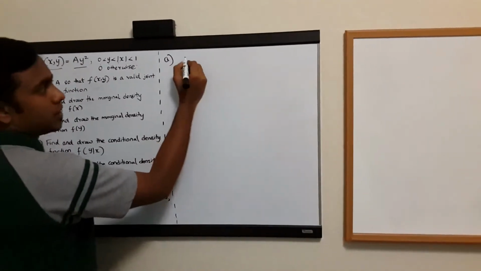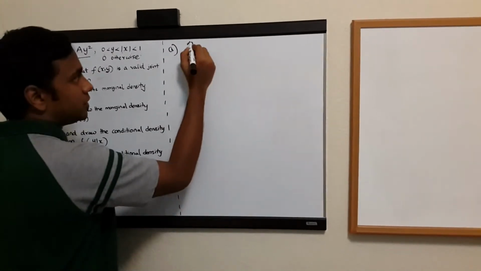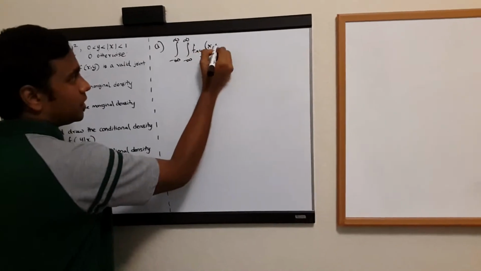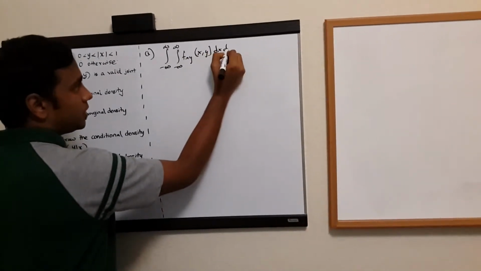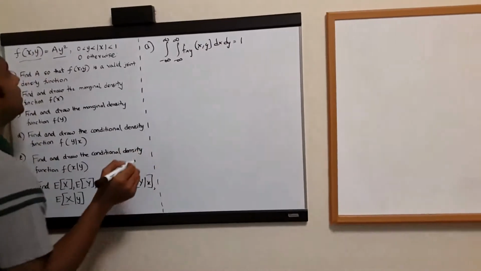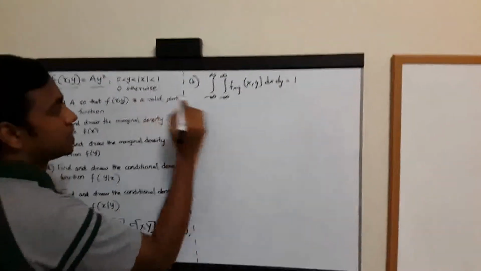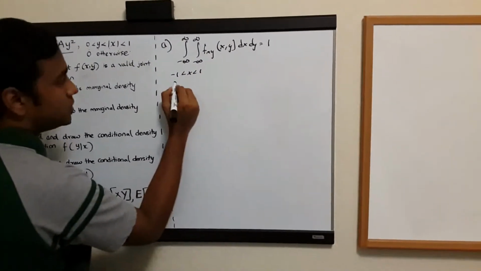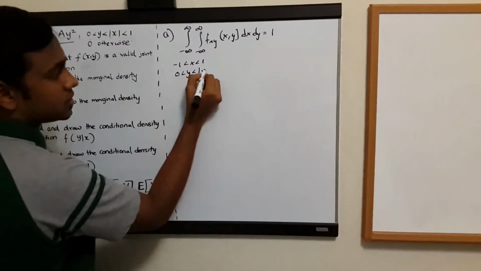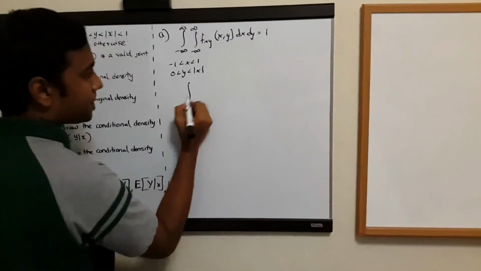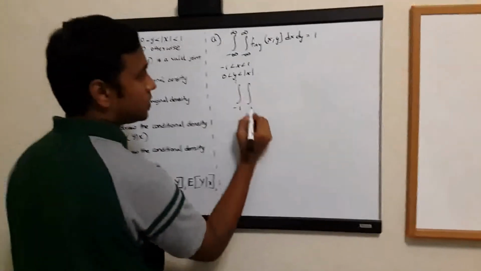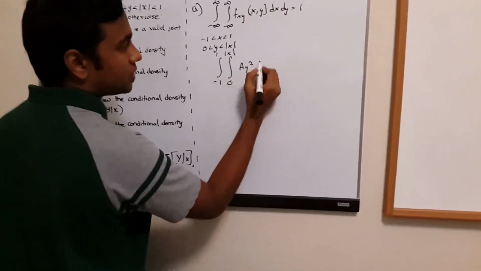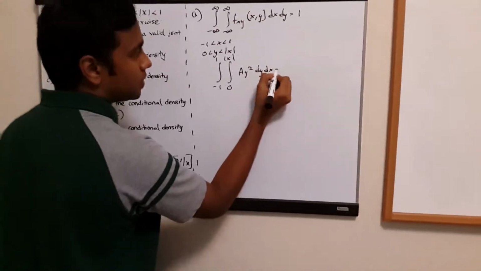For finding out the value of a, we can use this formula: integral from minus infinity to infinity, integral from minus infinity to infinity, f_XY of x comma y dx dy equals 1. The range of x is from minus 1 less than x less than 1, and the range of y is from 0 less than y less than mod x. So the integral from minus 1 to 1, integral from 0 to mod x, a y squared dy dx equals 1.